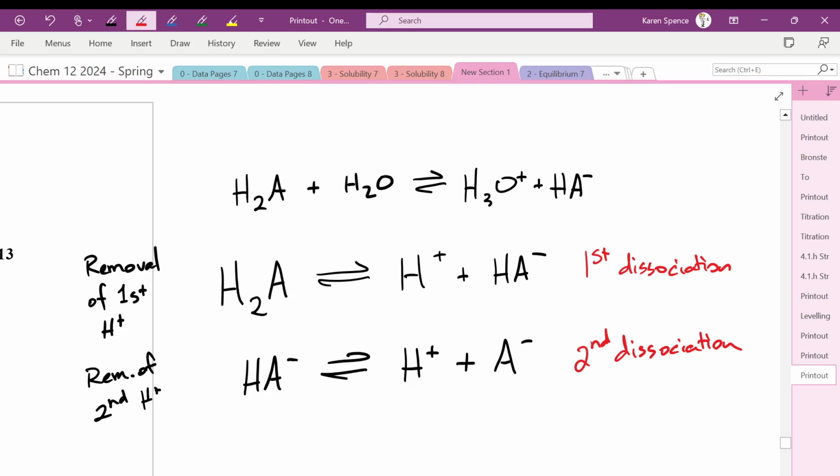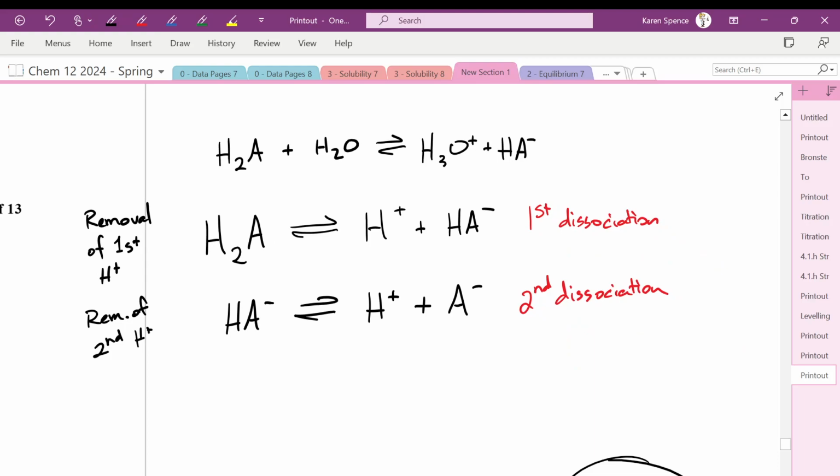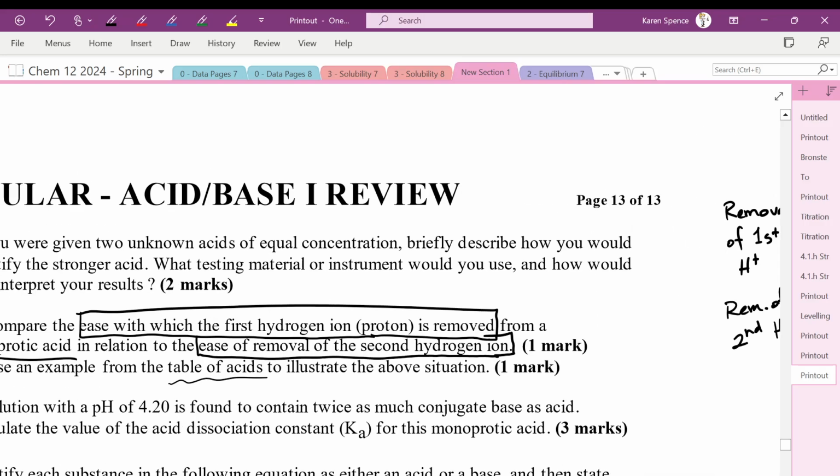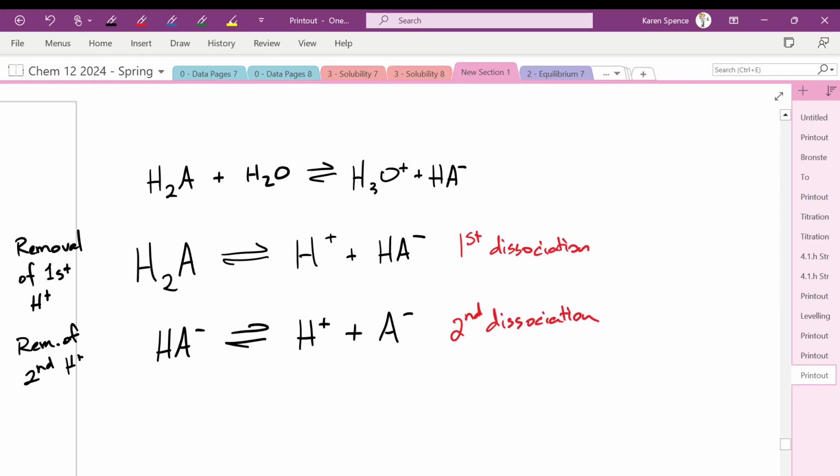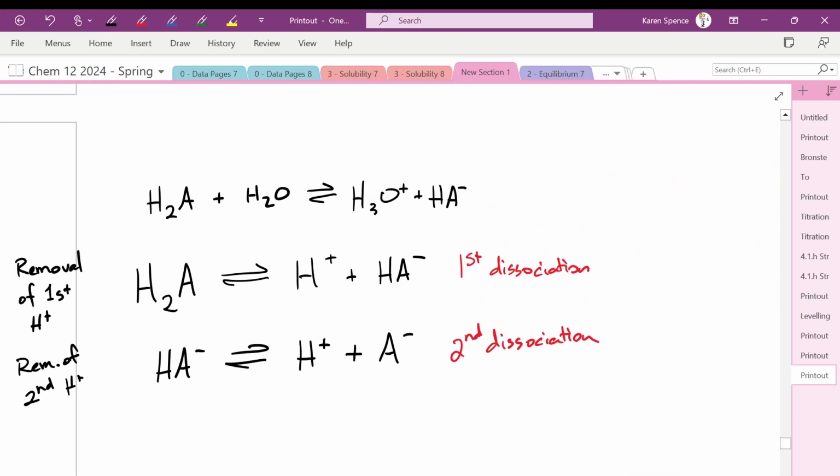Now, let's do an actual example of this. Let's go find a diprotic acid on our table of data, because we want to decide which one comes off easier. That's what we're saying: compare the ease with which the first hydrogen ion is removed. That means which hydrogen comes off easier, the first hydrogen or the second hydrogen, or are they both the same? Right? Do you guys know?